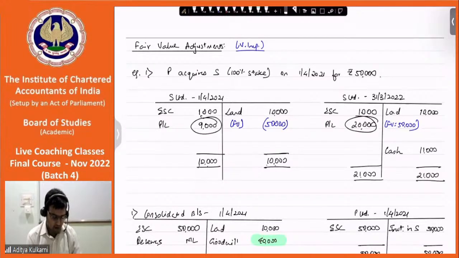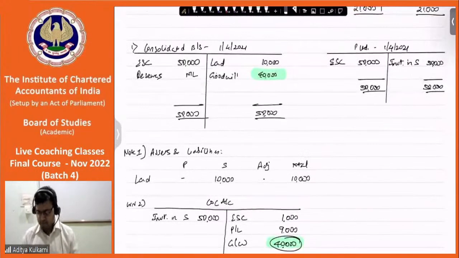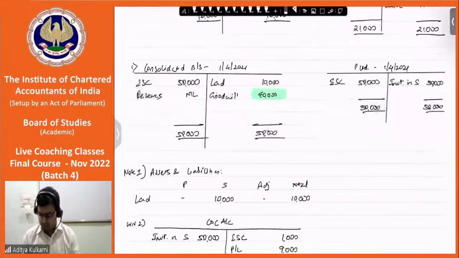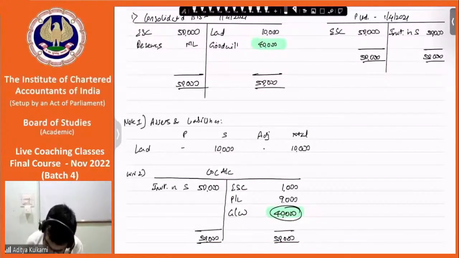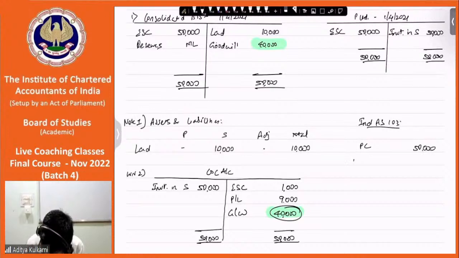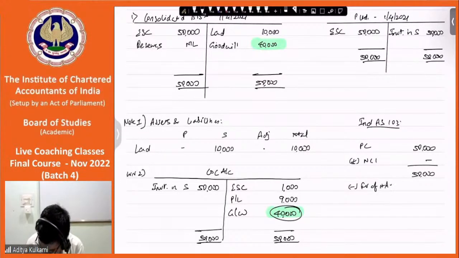Is there anything wrong in these two balance sheets that you are now seeing? What is the mistake? Let us proceed to calculate goodwill as per Ind AS 103. Purchase consideration 50,000. Add NCI 0 because 100% stake. So this is 50,000 less fair value of net assets.